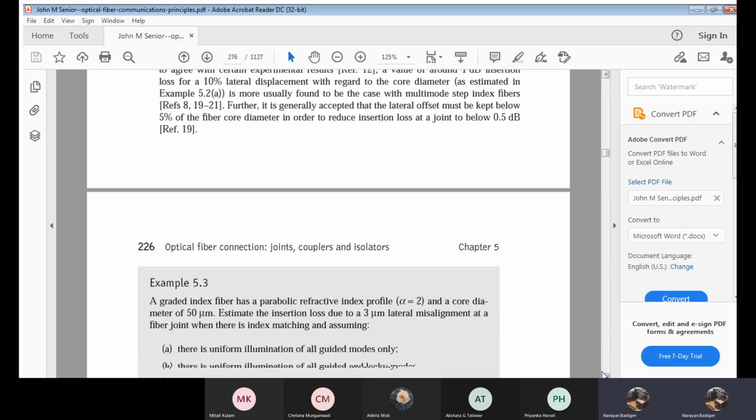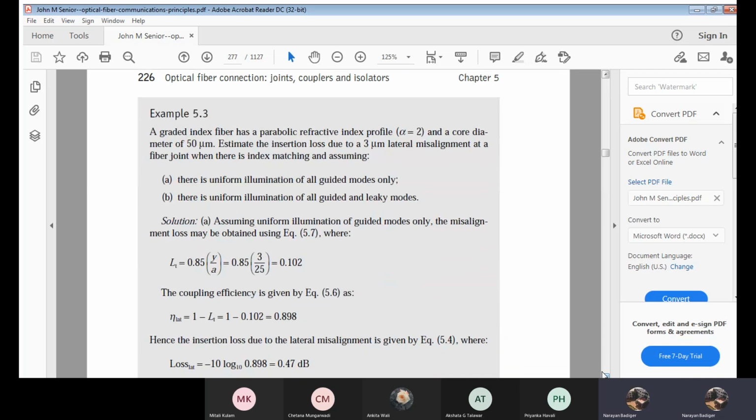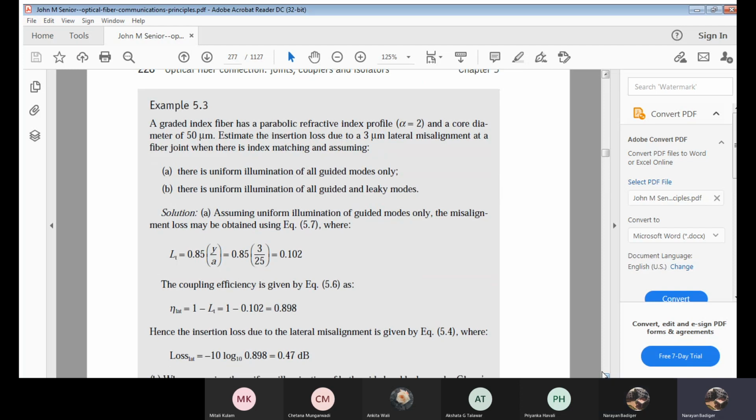Okay. Now this is a simple problem on it. Now we'll calculate for a graded index fiber. Now for a graded index fiber, the equation is very simple. Correct? The equation will be 0.85 into y by a. Very simple equation. 0.85 into y by a.